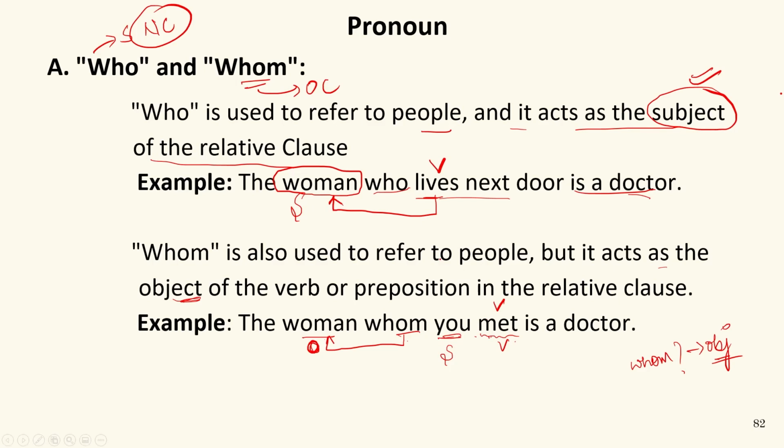Therefore, you met. Whom did you meet? So here the word which is replying to the question whom, that is woman, and that is an object. Therefore, we have used whom to relate this woman with the entire sentence. Now, we have some tricks as well to solve this. What are the tricks? Let us discuss them. First trick, but that doesn't work all the time, but let us see this trick.